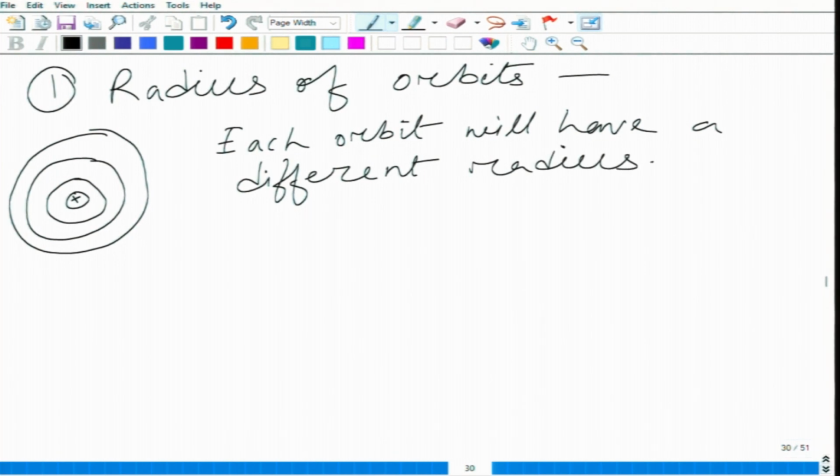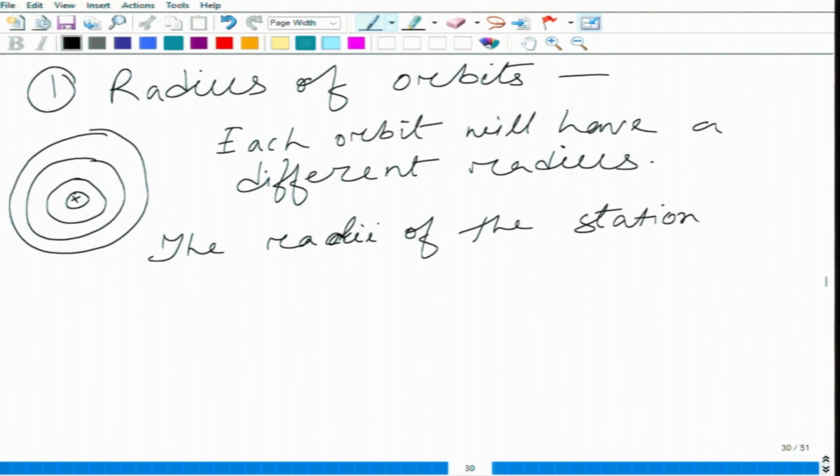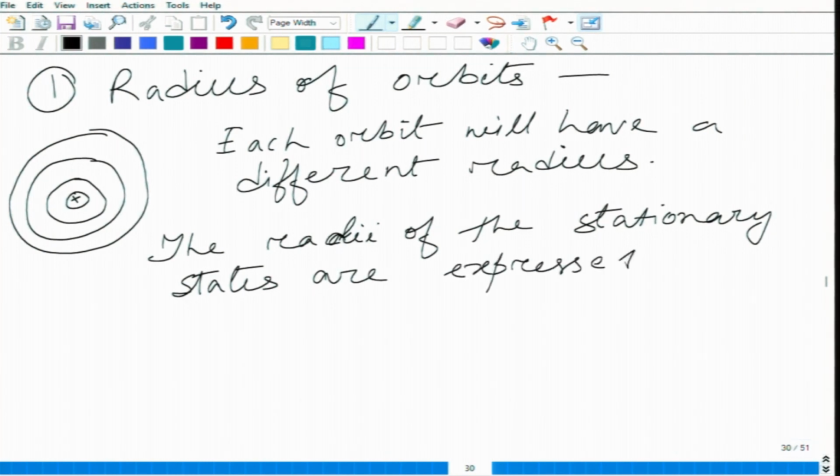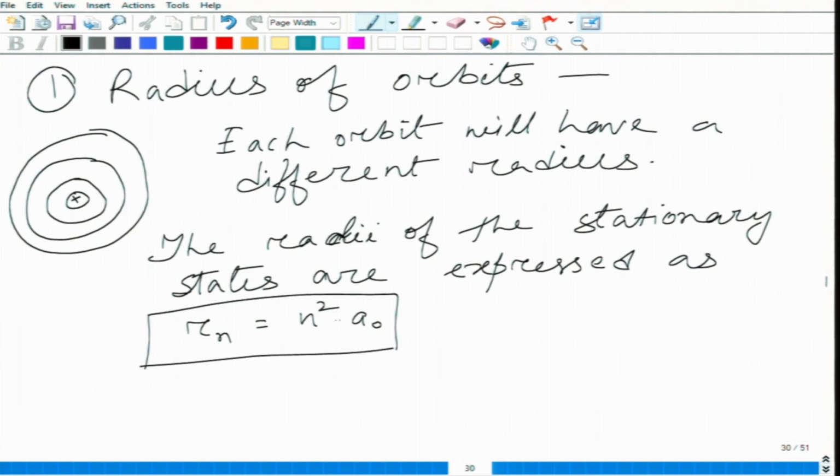Okay. Now, the statement is the radii of the stationary states are expressed as Rn equal to n square a naught. Now, how did we get to this formula?